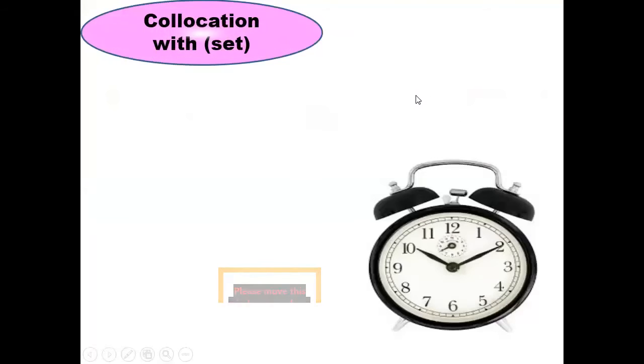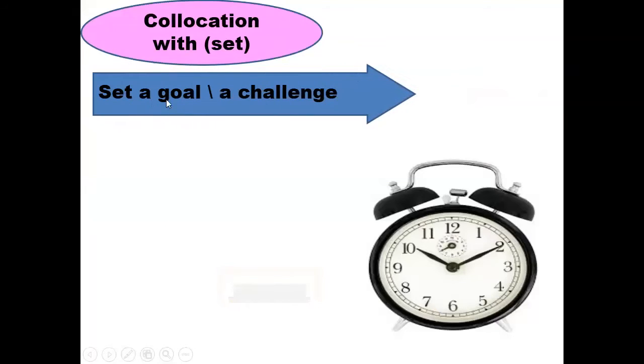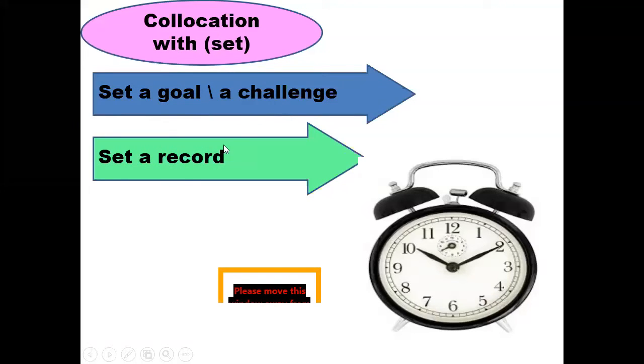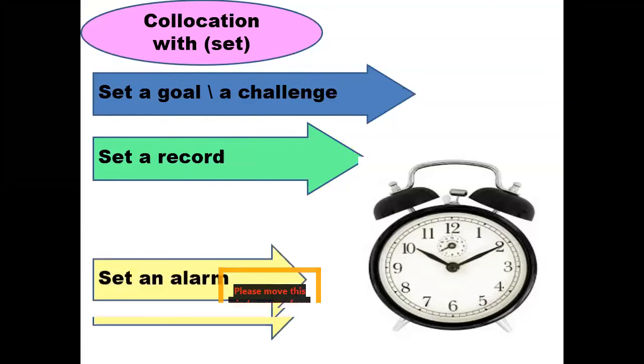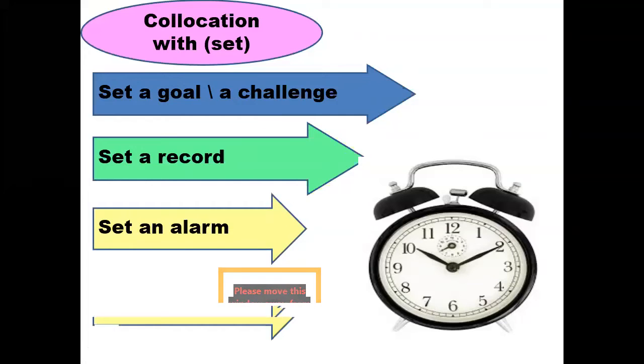We will study the collocation with set. Some words go together with set, like set a goal or set a challenge, to do something or try to achieve something. Then we have set a record, try to get the best mark at something. Set an alarm. So these words go together with the verb set: set a goal, set a challenge, set a record, set an alarm.